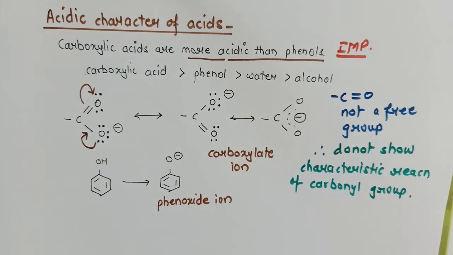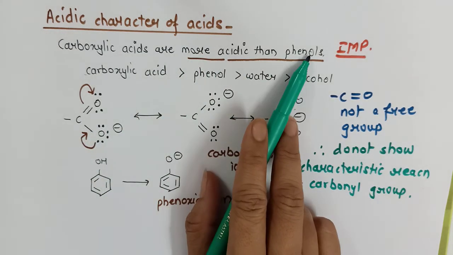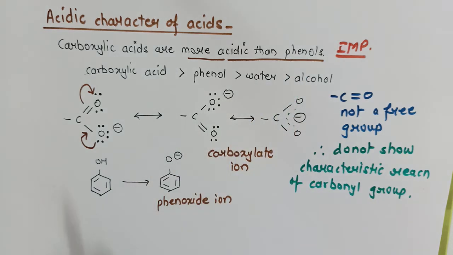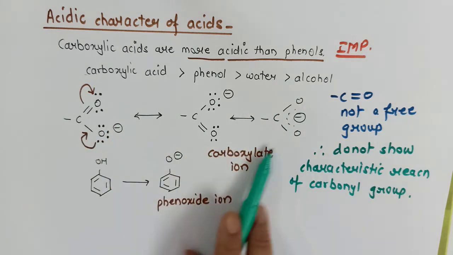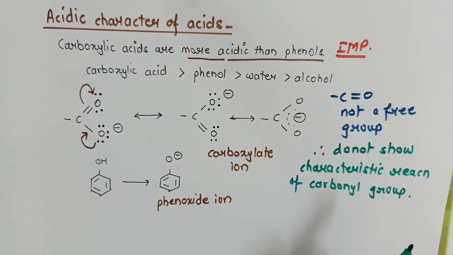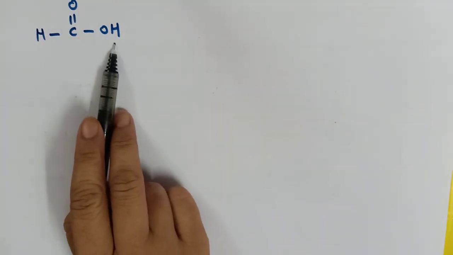So we have seen two important give-reason questions in this: why carboxylic acids are more acidic than phenol, and second, why carboxylic acids do not show the characteristic reactions of the carbonyl group. The reason lies in the resonating structure. Now there is one exception to this point. The exception is methanoic acid.